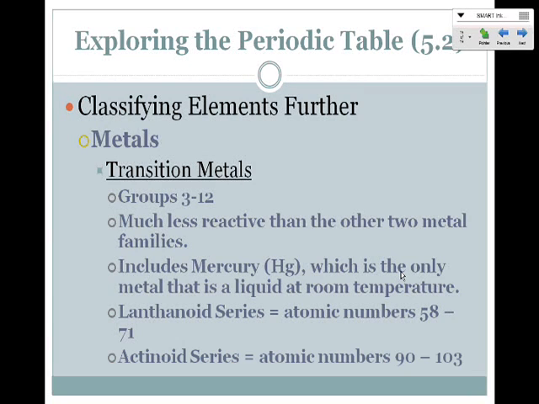Now, the lanthanide series and the actinoid series are those at the very bottom of the transition metals. They are considered transition metals, and so all of those are metals as well.